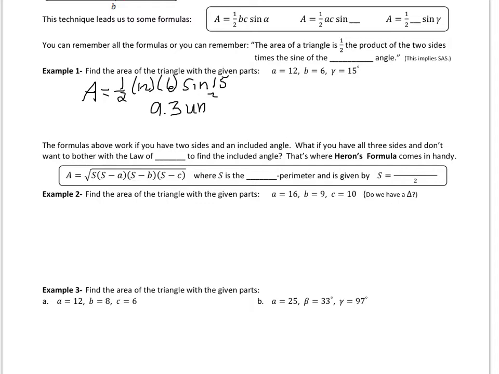All right, now, that formula works well if we have two sides and the included angle, okay? But what if we have all three sides and don't want to bother with law of cosines to find the included angle? Yeah, law of cosines, right? Because that law of cosines can get a little tricky. Okay? Now, that's where the next formula comes in handy, and it's called Heron's formula.